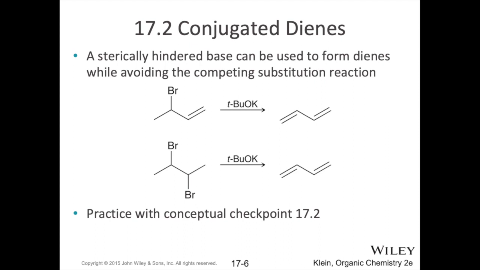All right, so let's start off by looking at how we can make these dienes, right? How do we make these conjugated systems? We've seen that we can form carbon-carbon double bonds. We can form alkenes through elimination reactions.